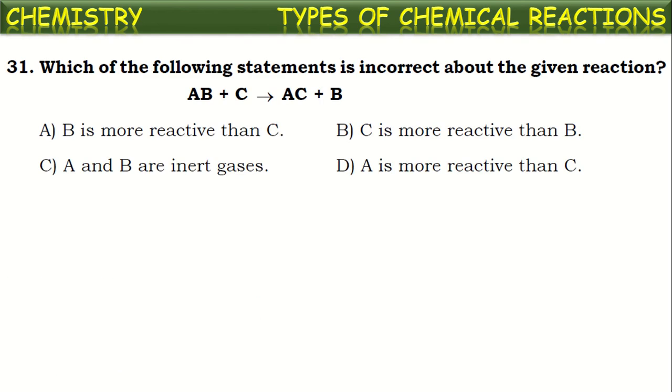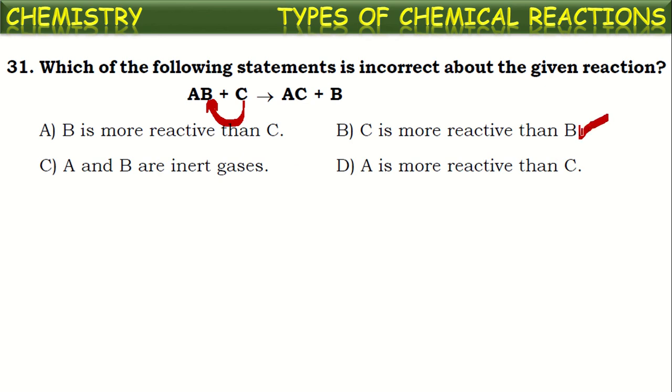Next one, which of the following statements is incorrect about the given reaction? See, in the given reaction what is being represented here. AB plus C gives AC plus B. What is happening if you understand here? C displacing B from its compound and forming a new compound AC. So this kind of reaction is called displacement reaction. So here we can say more reactive element C displacing less reactive element from its compound. So C is more reactive than B.